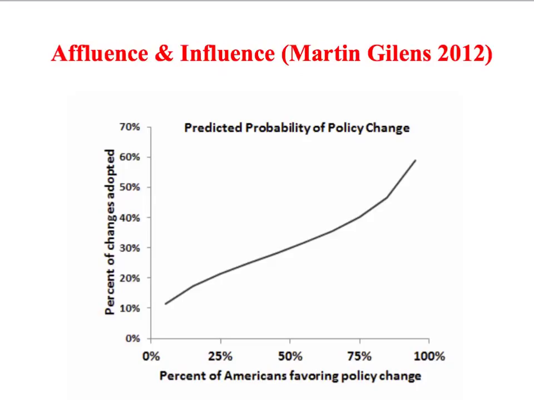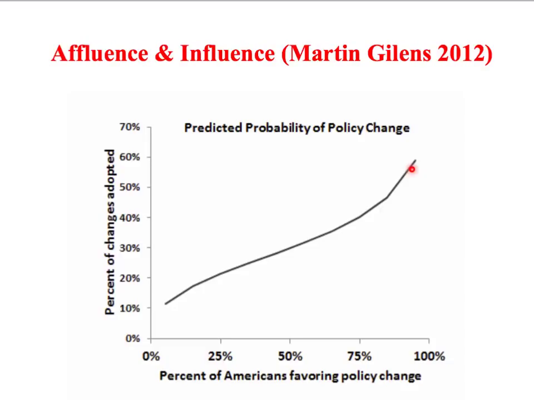Now, as one would expect, greater public support increased the likelihood of a proposed policy change actually being adopted by the government. And this is what we can see in this particular graph. So here we've got the percentage of the American public favouring a particular policy change, and here we've got the percentage chance of that change actually being adopted by the government. So we can see a clear correlation here.